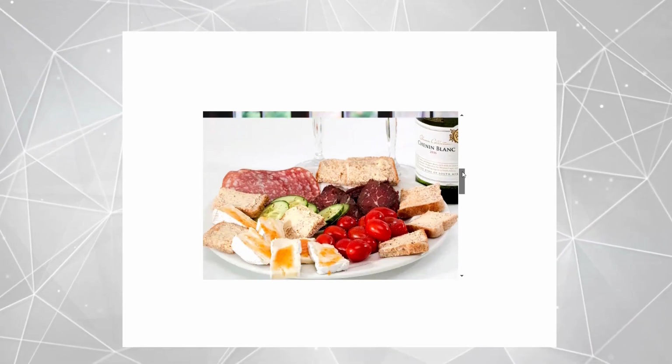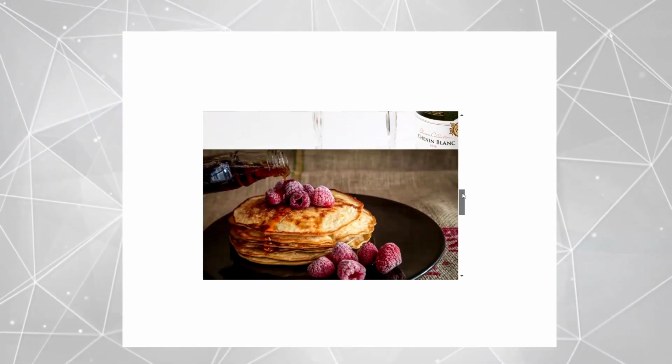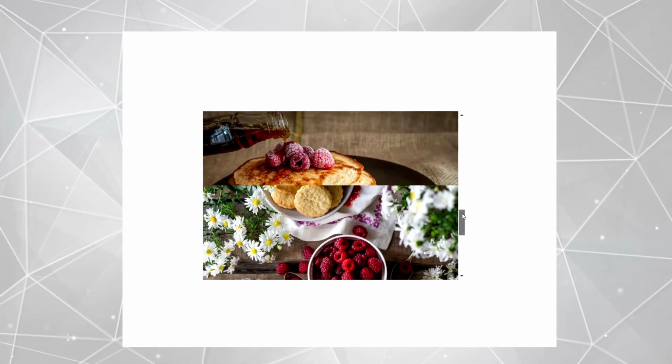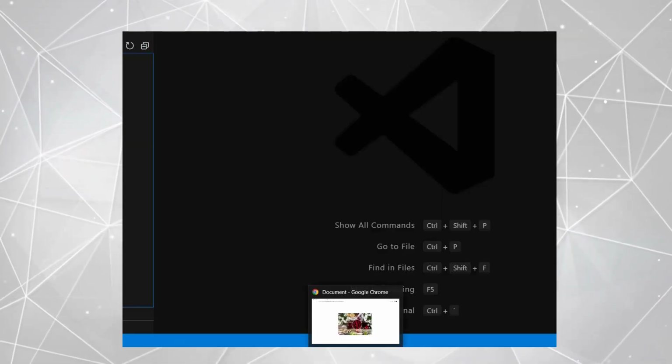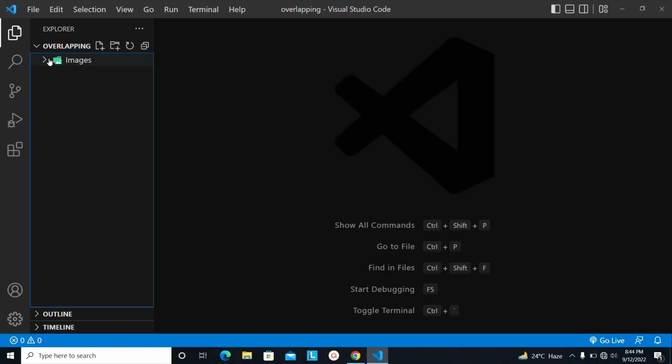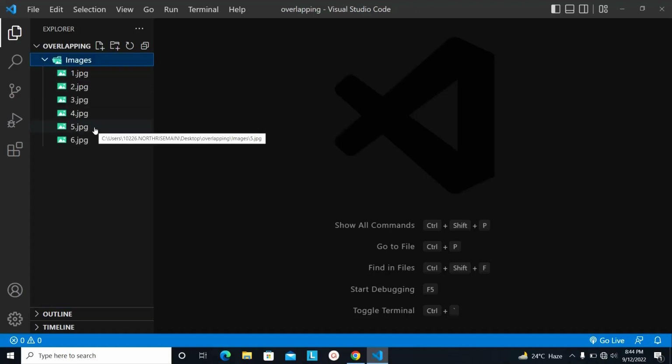In today's tutorial, I'm going to teach you how to create these overlapping images using CSS. So for that, let me open my text editor. Here I have the folder called images. Within this folder, I have the images that I'm going to use for this particular project.